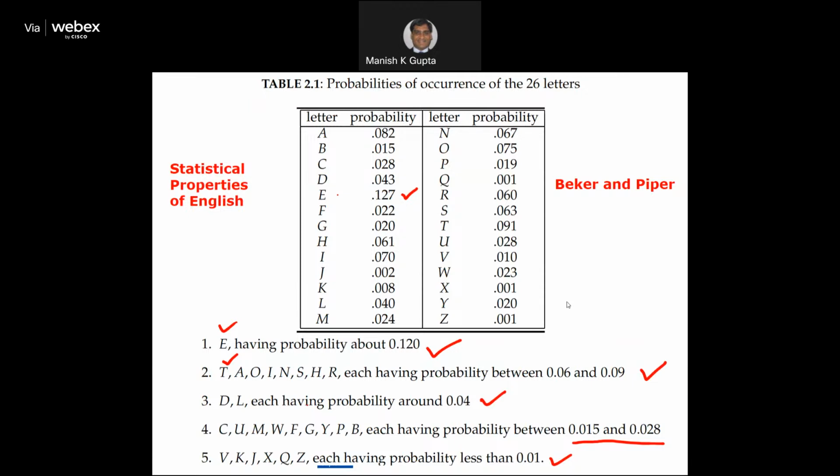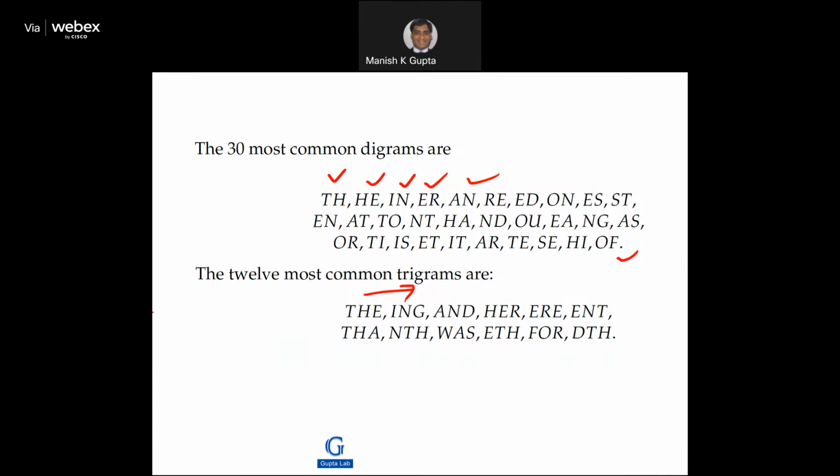Another observation is about digrams and trigrams. What are digrams and trigrams? The 30 most common digrams, two letters taken together, are TH, HE, IN, ER, and so on. The 12 most common trigrams are THE, ING, and so on. Similarly, you can have this for length 4 and so on. These observations of English text will be useful for breaking the crypto system.